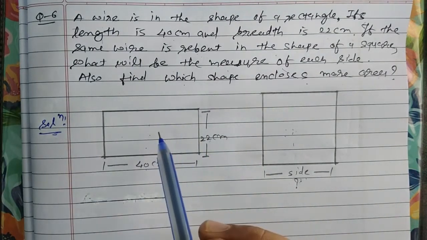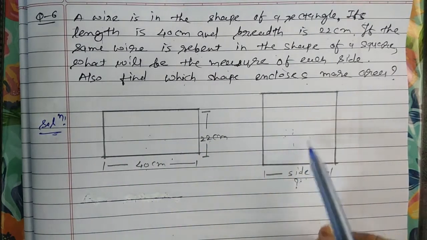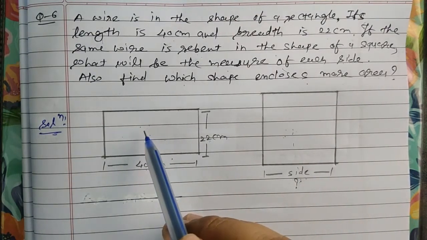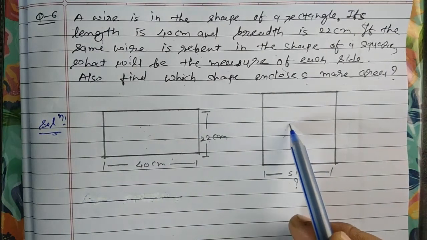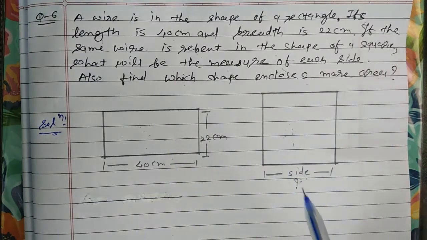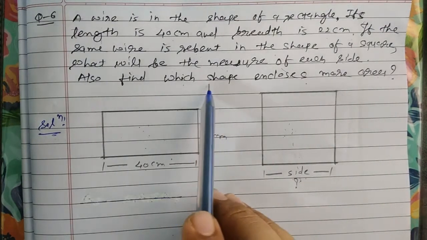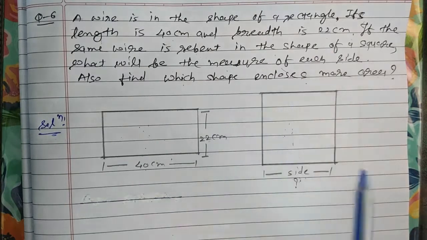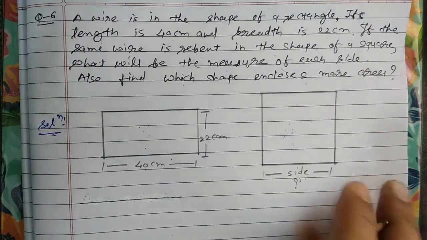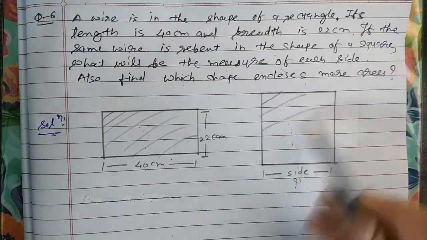Now this same wire is rebent and made into a square. So the perimeter of the square is nothing but the length of this wire. So therefore this rectangle's perimeter and the square's perimeter are the same. So we will use this information to find the length of the side of a square. Afterwards, we have to find which shape encloses more area. So from this rectangle and square, which shape has more area we have to find. So therefore we have to find the area of this rectangle and the area of this square.